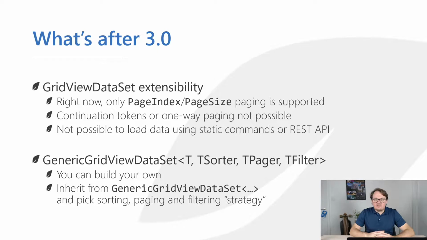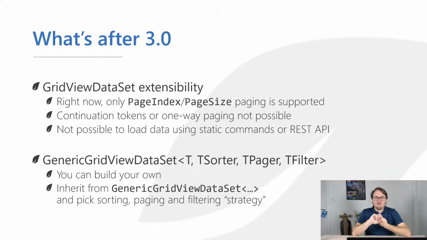And there are some features which we want to do and we have started working on, but they probably won't make it into 3.0, so hopefully 3.1 or 4.0, but we want to have the 3 months release cycle. So one of the things is grid view dataset extensibility. If you are using the grid view control, we have a nice class called grid view dataset, which helps you to do the sorting and paging and filtering and these things.